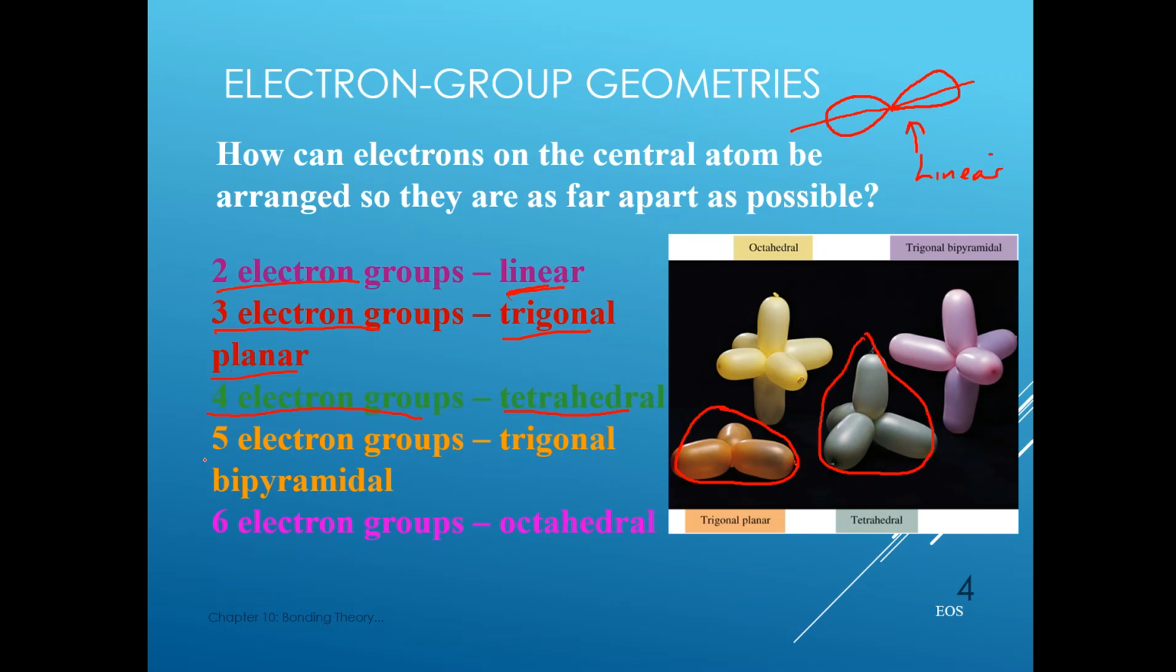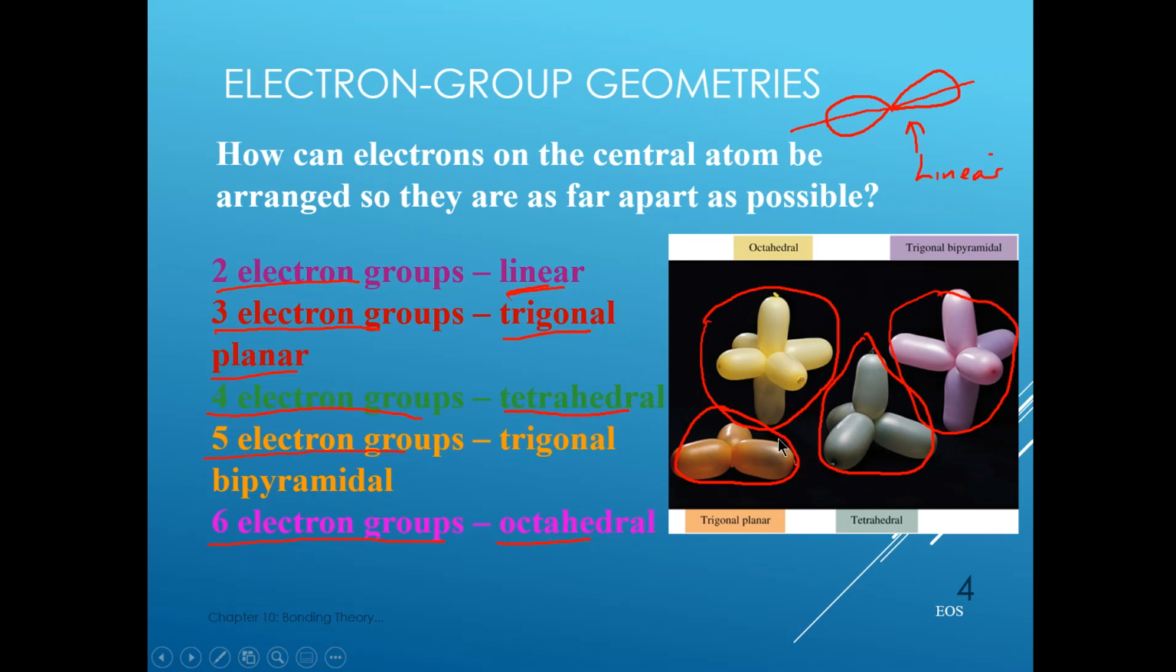And then in the case of five electron groups, the shape will be trigonal bipyramidal, as seen here. And then finally, if you have six electron groups, the shape will be octahedral, as represented by this model right here. All right, so those are the different possibilities. And there are more, but for our purposes, we'll just stop at the six electron groups, octahedral geometry.